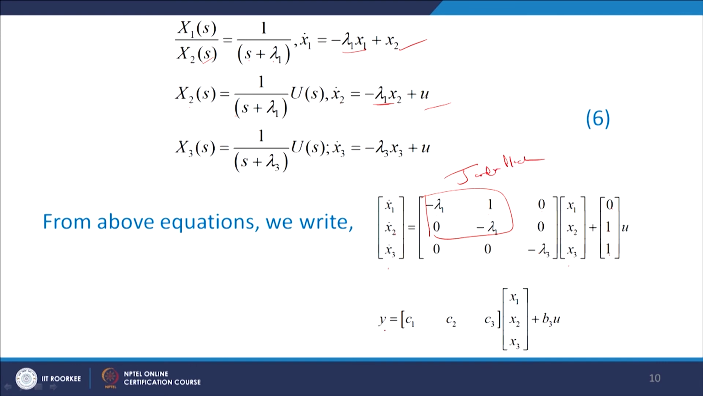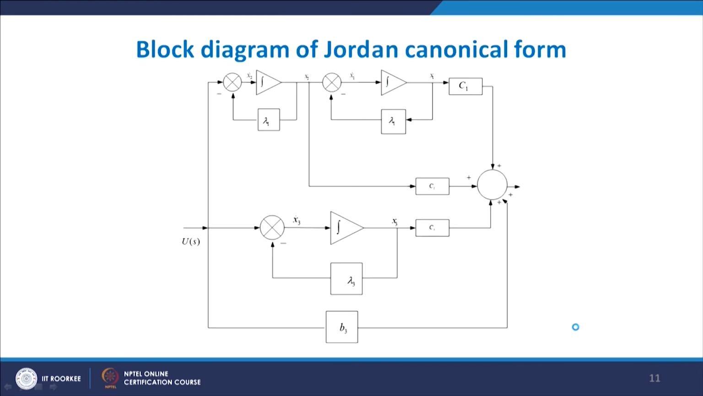And again, finally, output y equals c1 c2 c3 times x1 x2 x3 plus b3 of u. So now we will see the block diagram of Jordan canonical form. There are 3 integrators: integrator 1, integrator 2, integrator 3, with feedback of minus lambda 1, lambda 2, lambda 3 eigenvalues. Lambda 1 and lambda 2 are repeated eigenvalues. Then c1, c2, c3 are the elements of the output matrix, and b3 is concerned with the coupling matrix D input, and here is the output y of s.